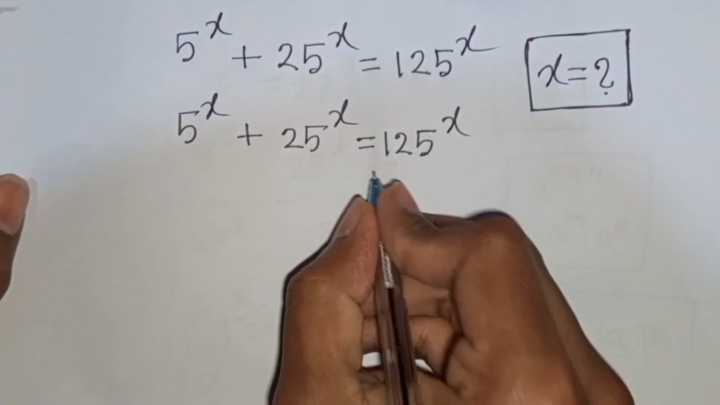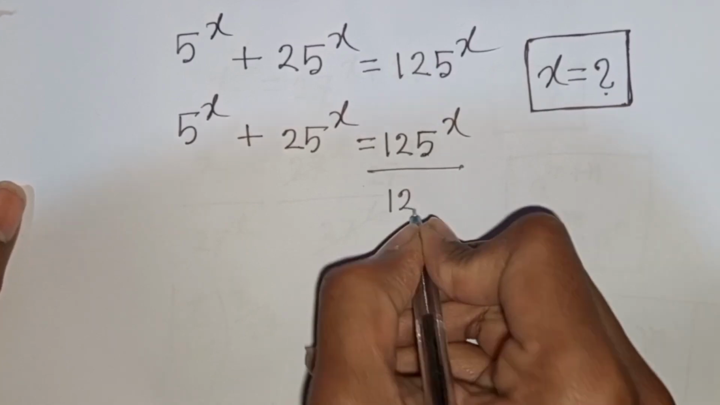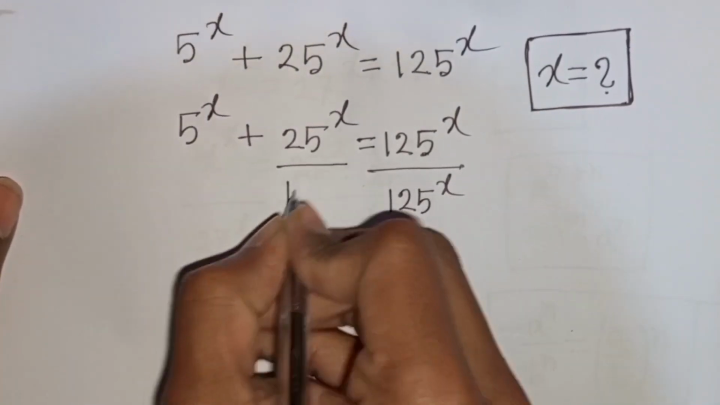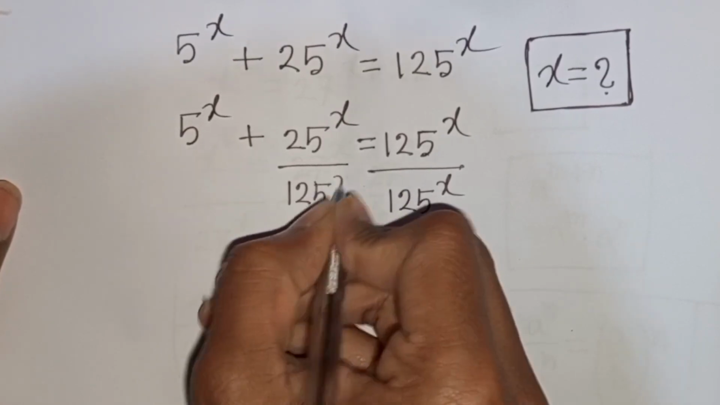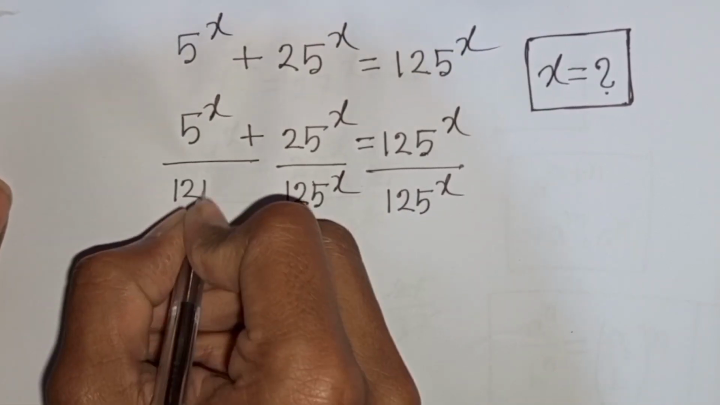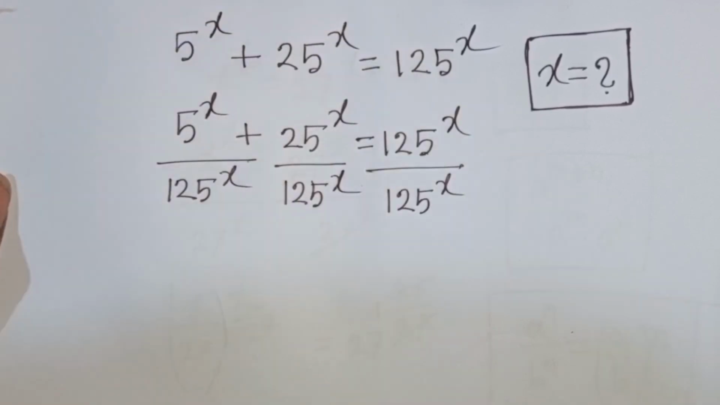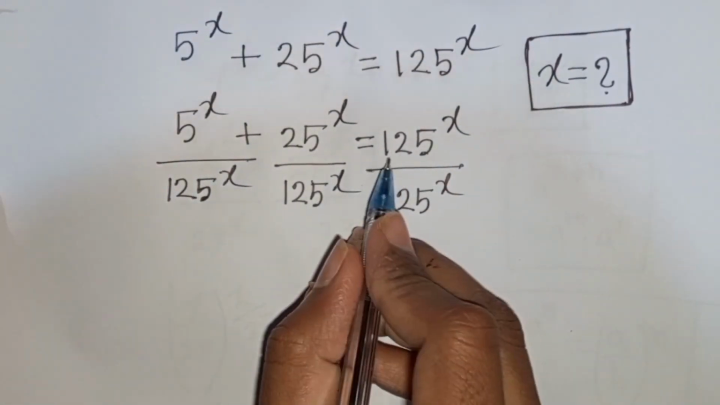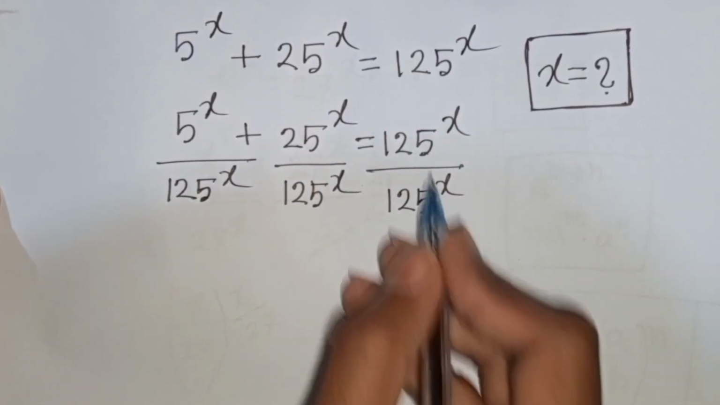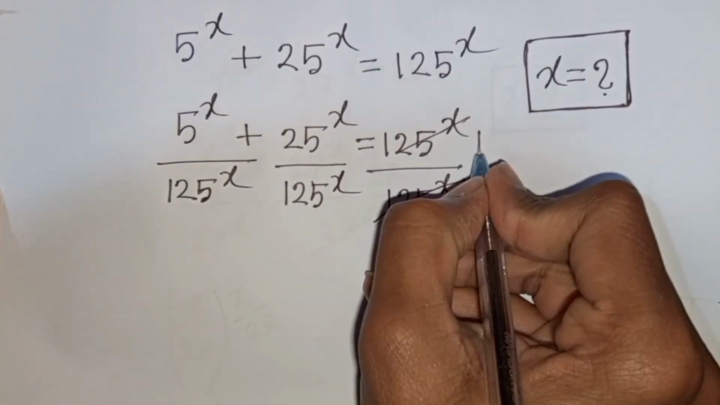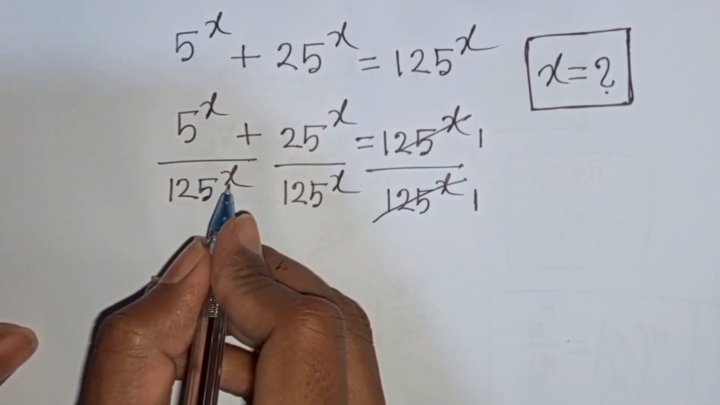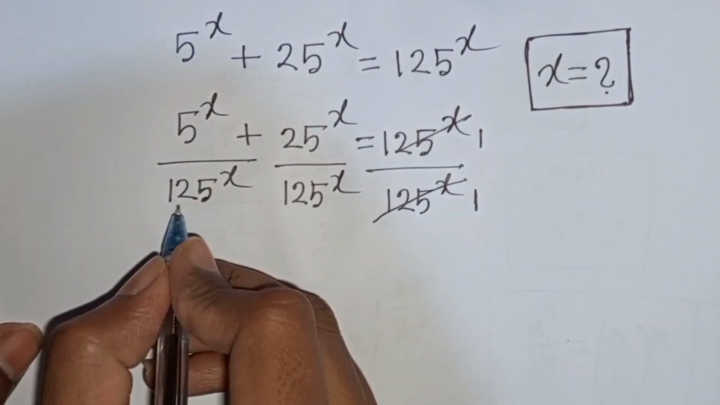So, divided by 125 power x, divided by 125 power x, divided by 125 power x. Now we see this 125 power x, this 125 power x will be cancelled. So here on, here on. Now from here we see x: same power but different base.